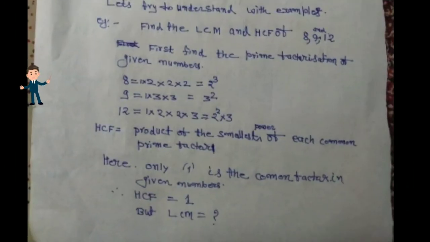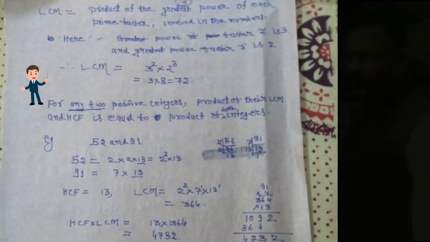Let's try to understand with an example. Example, find LCM of 8, 9 and 12. First, find the prime factorization of the given numbers. 8 is equal to 2 into 2 into 2. 9 is equal to 3 into 3, which is 3 square. And 12 is equal to 2 into 2 into 3, which is 2 square into 3. So, HCF of these is equal to the product of the smallest power of each common prime factor. Here, only 1 is common in the prime factorization of the given numbers, whose power is 1. Therefore, HCF is 1. But LCM is equal to what?